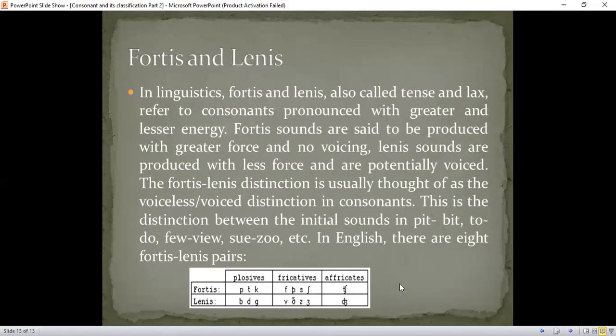Okay, so that's all about the manner of articulation, and I hope you will be able to understand all this.